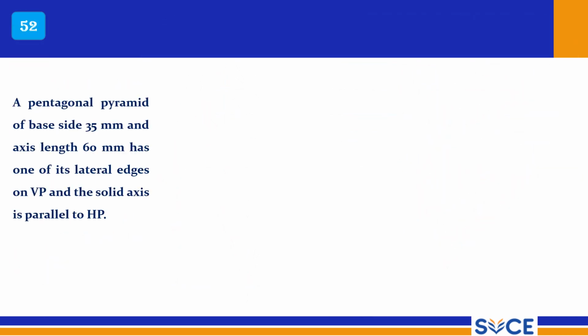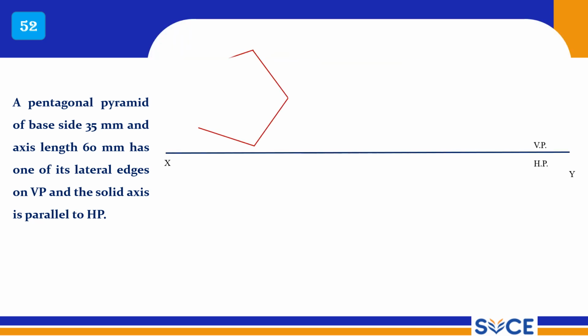52nd problem, right? It is a pentagonal pyramid of base side 35 mm and axis length 60 mm, has one of its lateral edges on VP. So one lateral edge means you have to draw the corner on the right side above the XY reference line, and the axis is parallel to HP.